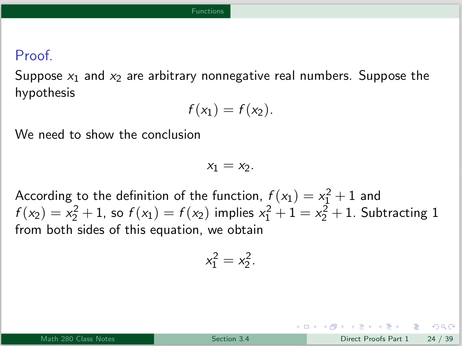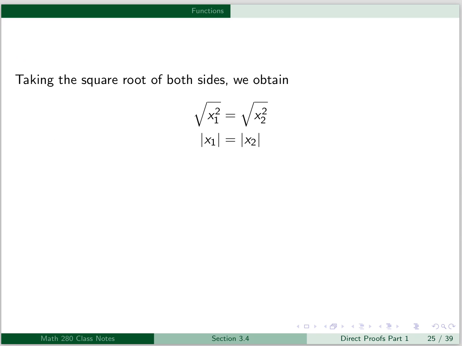As before, we would obtain f of x1 is x1 squared plus 1, and f of x2 is x2 squared plus 1. So our hypothesis becomes x1 squared plus 1 equals x2 squared plus 1. Subtracting 1 from both sides of this equation, we obtain x1 squared equals x2 squared. Taking the square root of both sides, we now obtain the square root of x1 squared equals the square root of x2 squared, which, as we said before, gives us the absolute value of x1 equals the absolute value of x2.